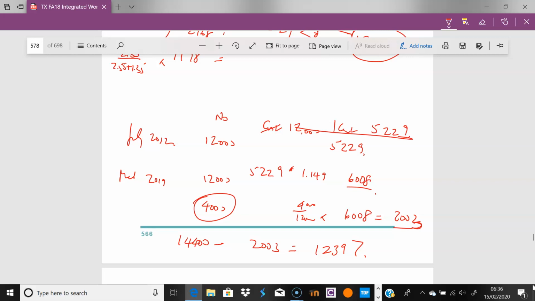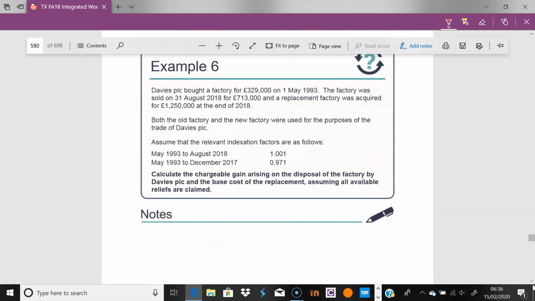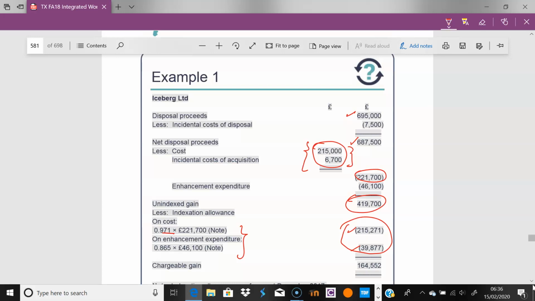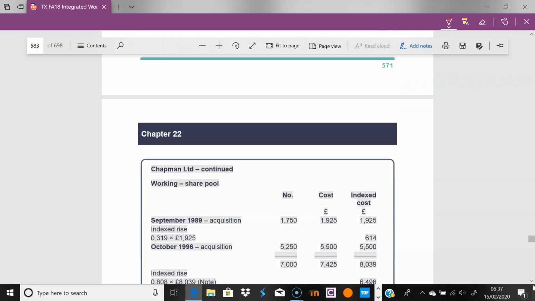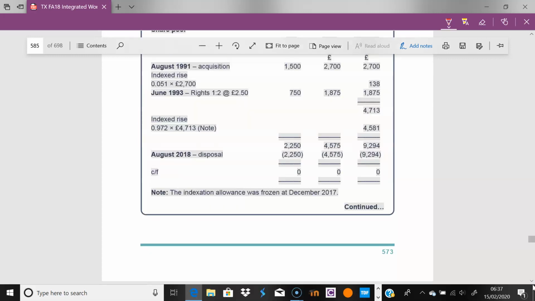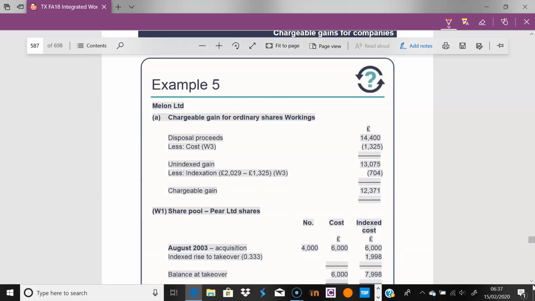Let's just go to the answers. I just want to check out C. So just to show you the layout. What I've just done here is just shown you conceptually what is going on. So let's look at the layout now for how this is laid out.